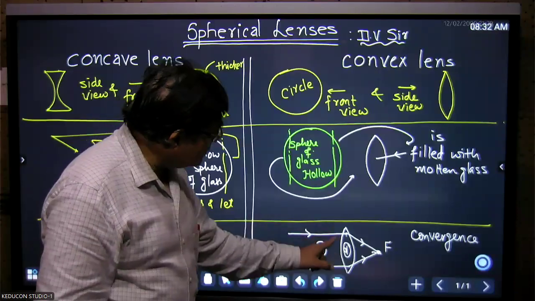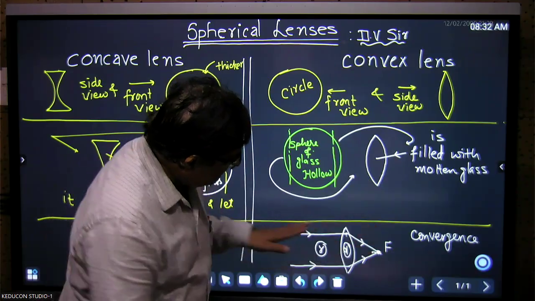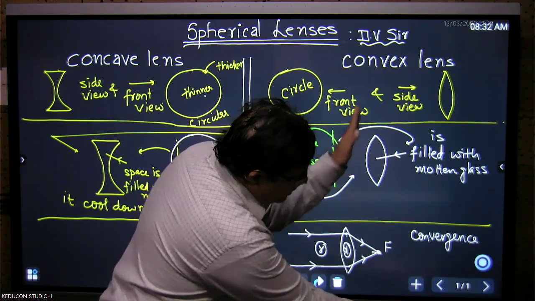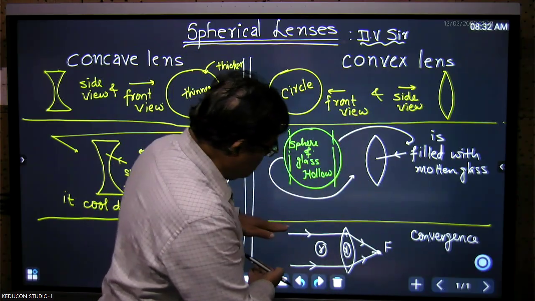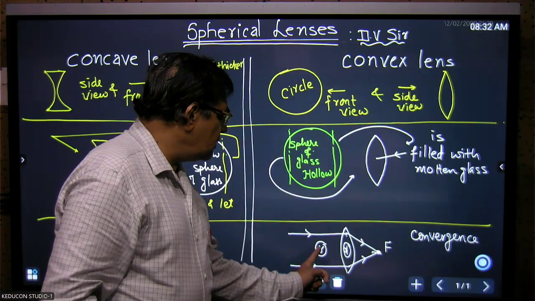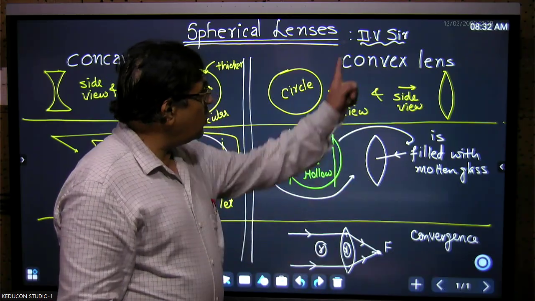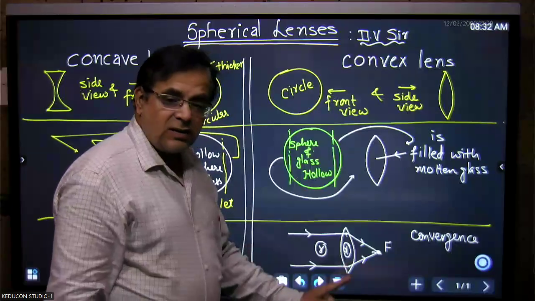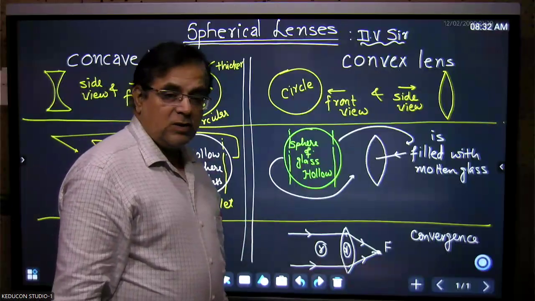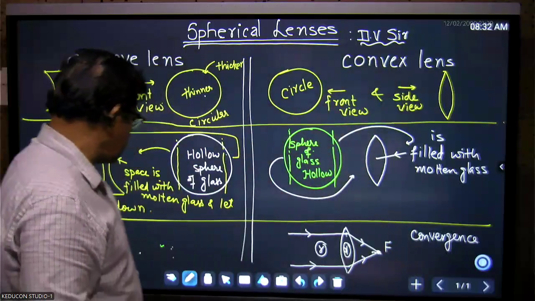Then this same convex lens, instead of converging the parallel beam of light, will diverge the beam. When? If outer medium is denser, inner one is rarer. So, convex lens is called converging lens only under the condition that outside medium is rarer and lens material is denser.